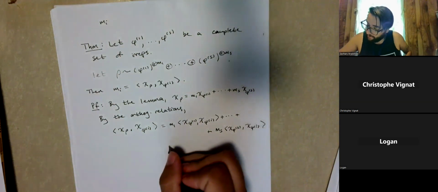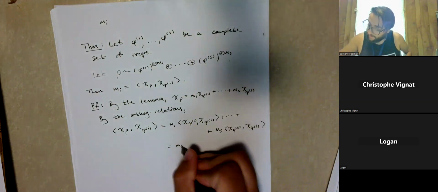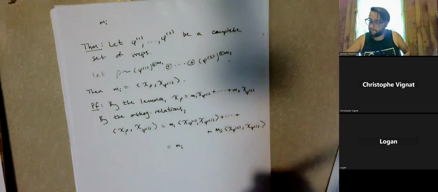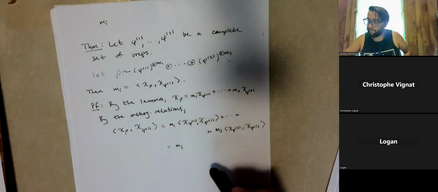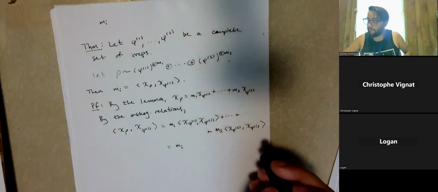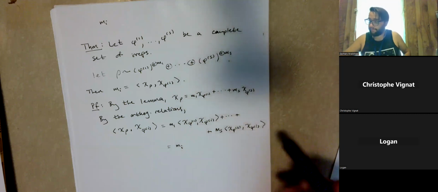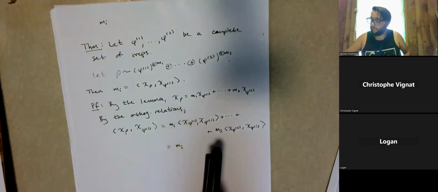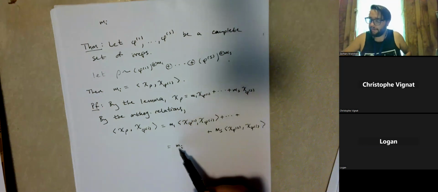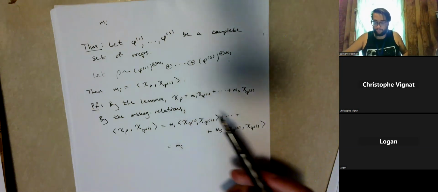Okay, and what is this? This is m_i by our orthogonality relations for the character functions. So remember what they said was that the irreducible characters of a finite group form an orthonormal basis for the space of class functions. Okay, so the only inner product that survives here is the ith one, and the inner product is 1, because we have orthonormality, and so all that's left is m_i, and that proves it.